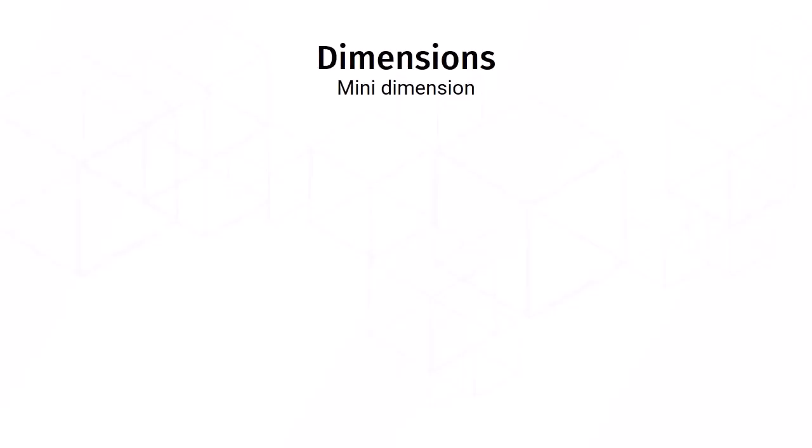Mini dimension. The following dimension is called the mini dimension. No, it's not the opposite of a monster dimension. So what is it then? It's a dimension to save attributes that change very quickly within the dimension. What do we mean by that?